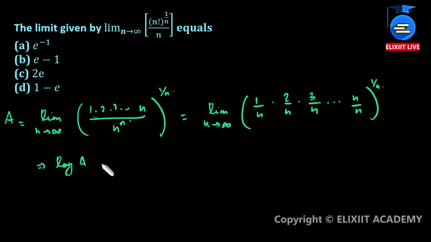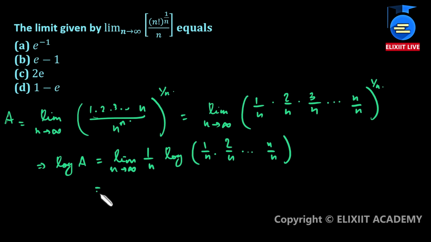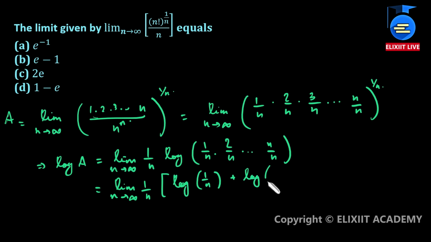You take log a over here on the left hand side. So this will become limit n tends to infinity, and you take log over here, so 1 by n comes down. So 1 by n log of 1 by n into 2 by n and so on up to n by n. Now use the properties of log over here. So this is limit n tends to infinity 1 by n log of this thing. So we have log a plus log b. This will turn out to be log 1 by n plus log 2 by n and so on up to log n by n.